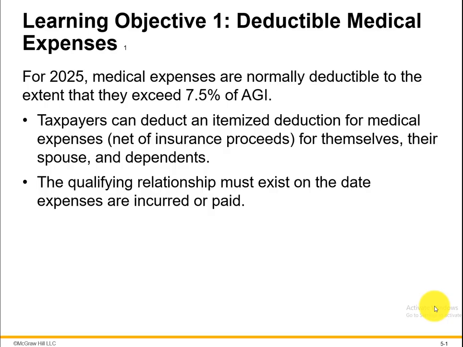Now, first of all, we can claim medical expenses for ourselves, our spouse, and dependents. Remember, knowing who our dependents are and qualifying as a dependent is an important concept. Well, here's another place where that's important to remember. You can't just pay medical expenses for anyone and have it be a deductible medical expense. It has to be for yourself, your spouse, or dependents. And that relationship has to exist at the time; you can't create it after you paid the medical bills. At the time of the medical bill, there must be that qualifying relationship.